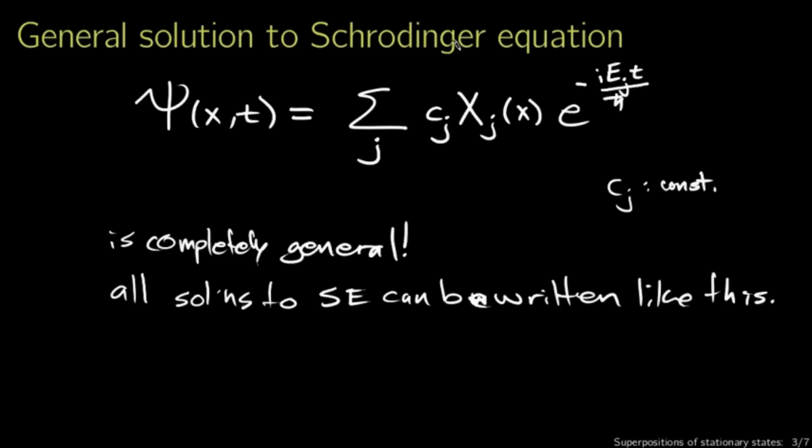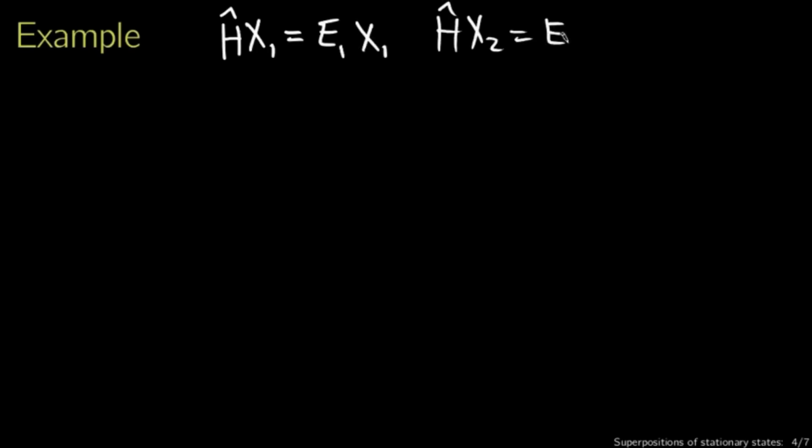So if we can superpose stationary states, what does that actually get us? One example I would like to do here, just an example of the sorts of analysis you can do given superpositions of stationary states, is to consider the energy. Suppose I have two solutions to the time-independent Schrödinger equation, which I'm just going to write as H hat x1 equals e1 x1, and H hat x2 equals e2 x2. So x1 and x2 are solutions to the time-independent Schrödinger equation, and they're distinct solutions: e1 not equal to e2.